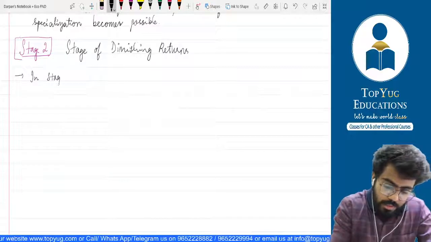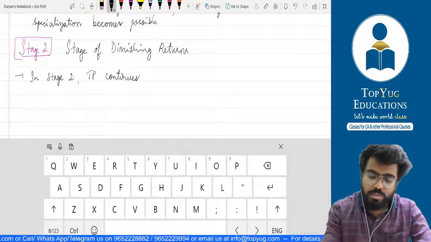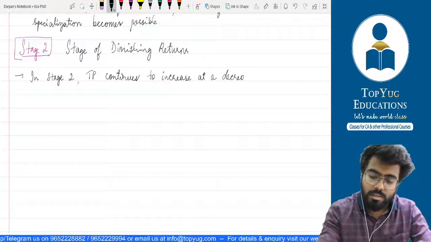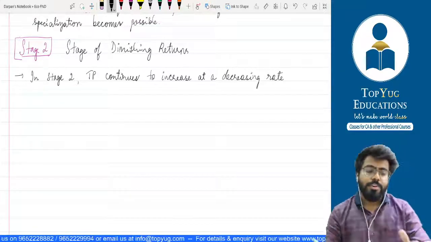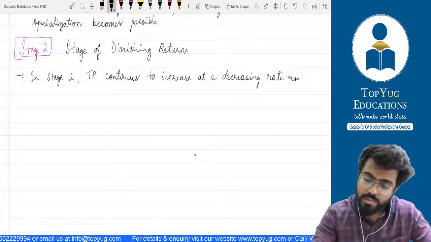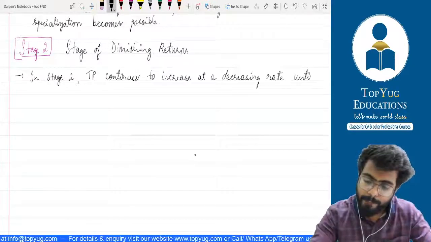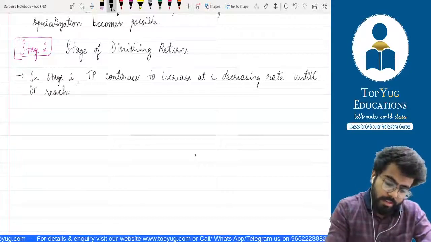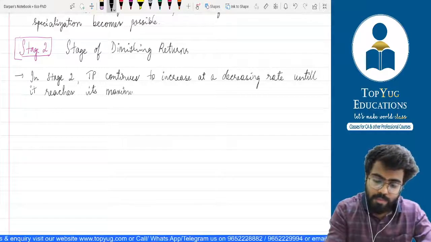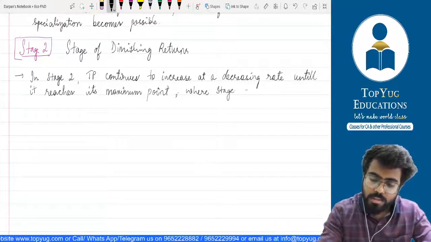In stage 2, TP, which is your total product, continues to increase at a decreasing rate until it reaches its maximum point, where stage 2 ends.